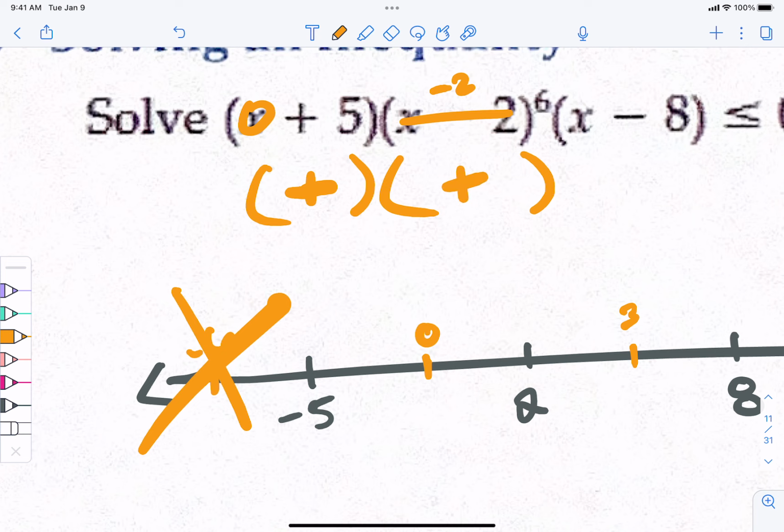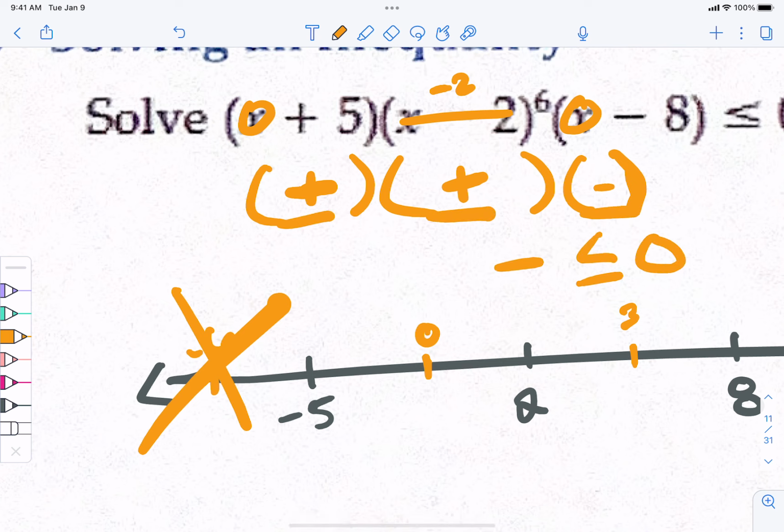Like a big number, okay? If I take 0 minus 8, it's going to be a negative number, right? I don't care what these numbers are. I just care about positive and negative. Do you see why that is? What's a positive number times a positive number times a negative number? A negative number. Is a negative number less than or equal to 0? Yes, so I'm going to circle that region, okay?